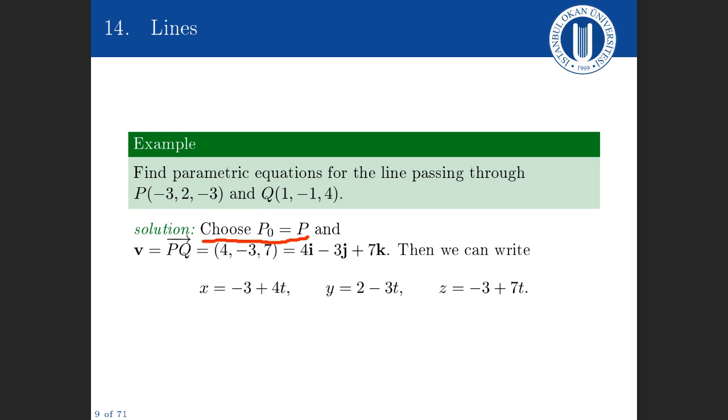We need a vector which is parallel to the line. We could use the vector from P to Q. That must be parallel to the line. As soon as we know these two things, we can do what we did in the previous example. We can write down the 3 equations.